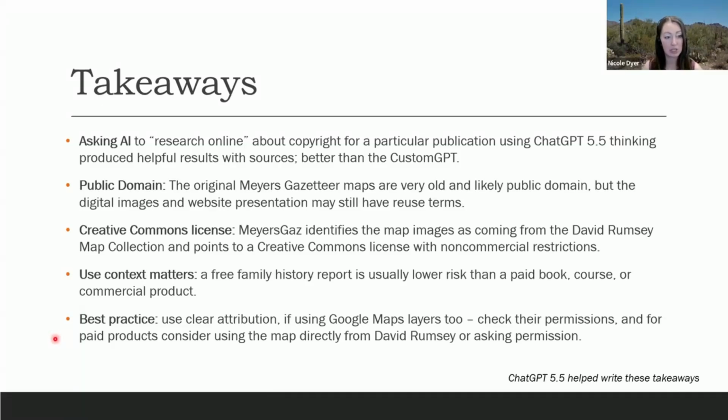Best practice: use clear attribution, if using Google Maps layers check their permissions, and for paid products, consider using the David Rumsey map directly or just asking permission. And I think we always forget the fact that we can just ask permission. And so if we are unsure about using it for like a course or a client report where it is kind of a product, but not the typical type of book where you'd be selling hundreds of copies, then just ask permission if you're feeling worried. And often we get permission and it's not a big deal.